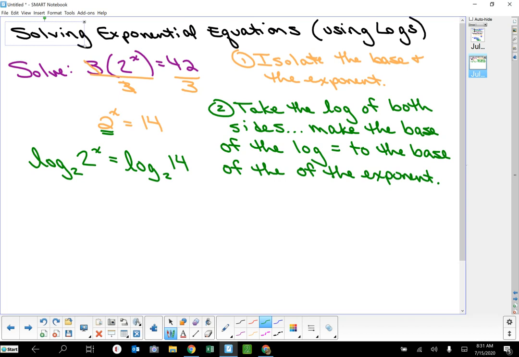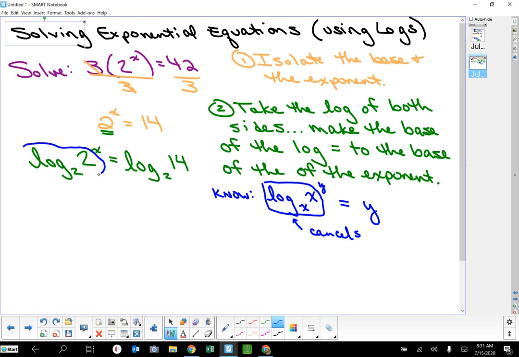You know from previous stuff that when you have a log and a base with a y, that just equals y, so this whole piece cancels out. Recall that from a few lessons ago. That leaves me x equals log base 2 of 14. Now you can use the change of base formula. So step 3, use the change of base formula.